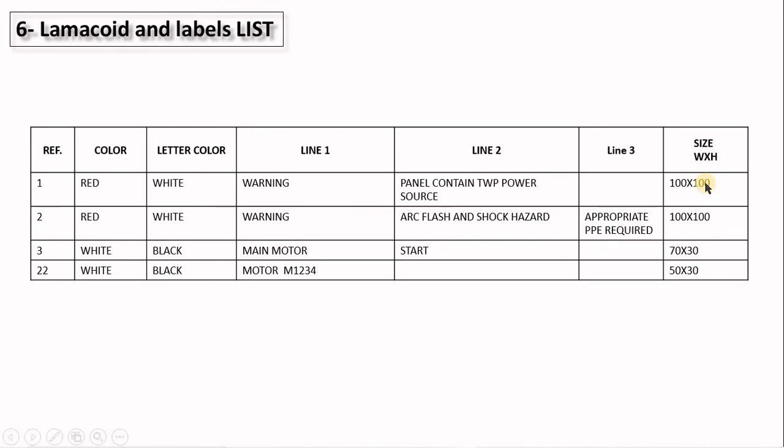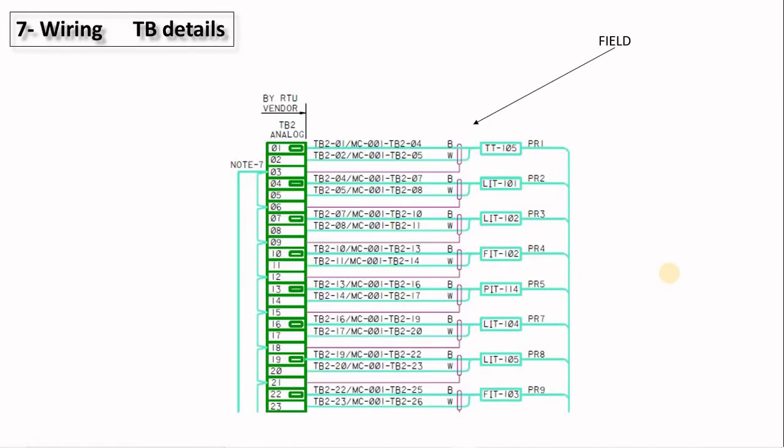So either you give all this list to the panel manufacturer, or you give them the list of your stuff and ask them to give you the size and their recommendation. So it depends on what you would like. As we have seen before, 22 was a white color background, the letter was black, and it says motor X M1234, and the size is 5 centimeter by 3 centimeter.